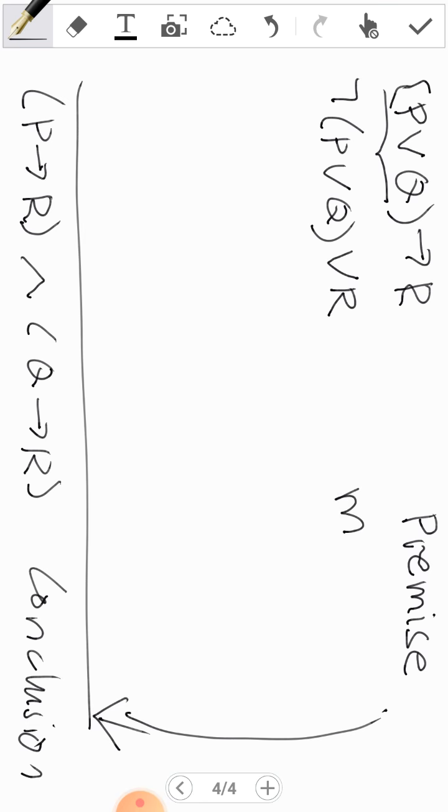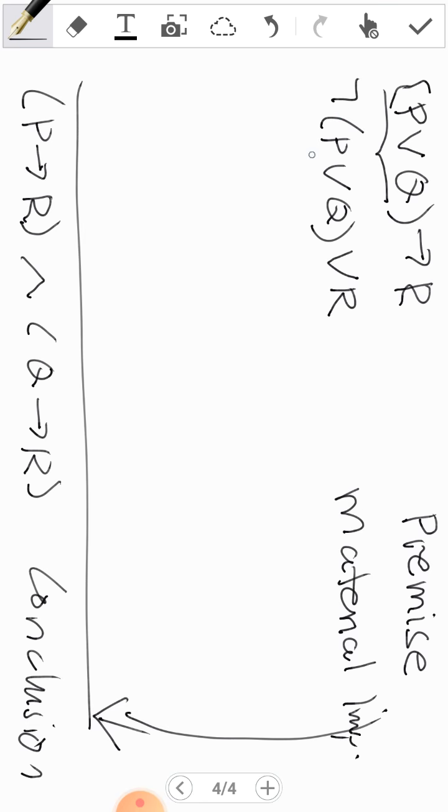This is using material implication. By material implication. Then after using our material implication, what else can we do there? Okay, so maybe we can get rid of this negation here.